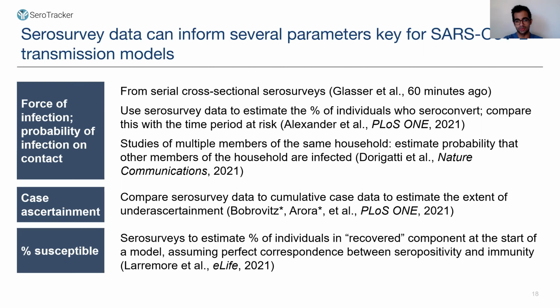Now, there are a lot of challenges with this because there's not perfect correspondence between seropositivity and immunity, but the Larimore paper cited here does some really interesting things in using serosurvey data to feed transmission models, and in propagating uncertainty from seroprevalence surveys through the transmission models developed. So perhaps more of a screenshot slide with random references in here for folks who may have an interest in any of these particular topics.